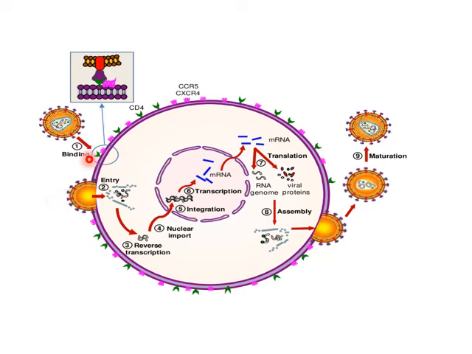So the first stage is known as binding and entry, or attachment and entry. In this stage, the HIV virus is going to target the CD4 T cells, which are part of the immune system. The virus attaches to the CD4 receptor and a co-receptor, usually the CCR5 or the CXCR4, which are on the surface of the CD4 cell. It then fuses with the cell membrane and releases its genetic material into the cell.